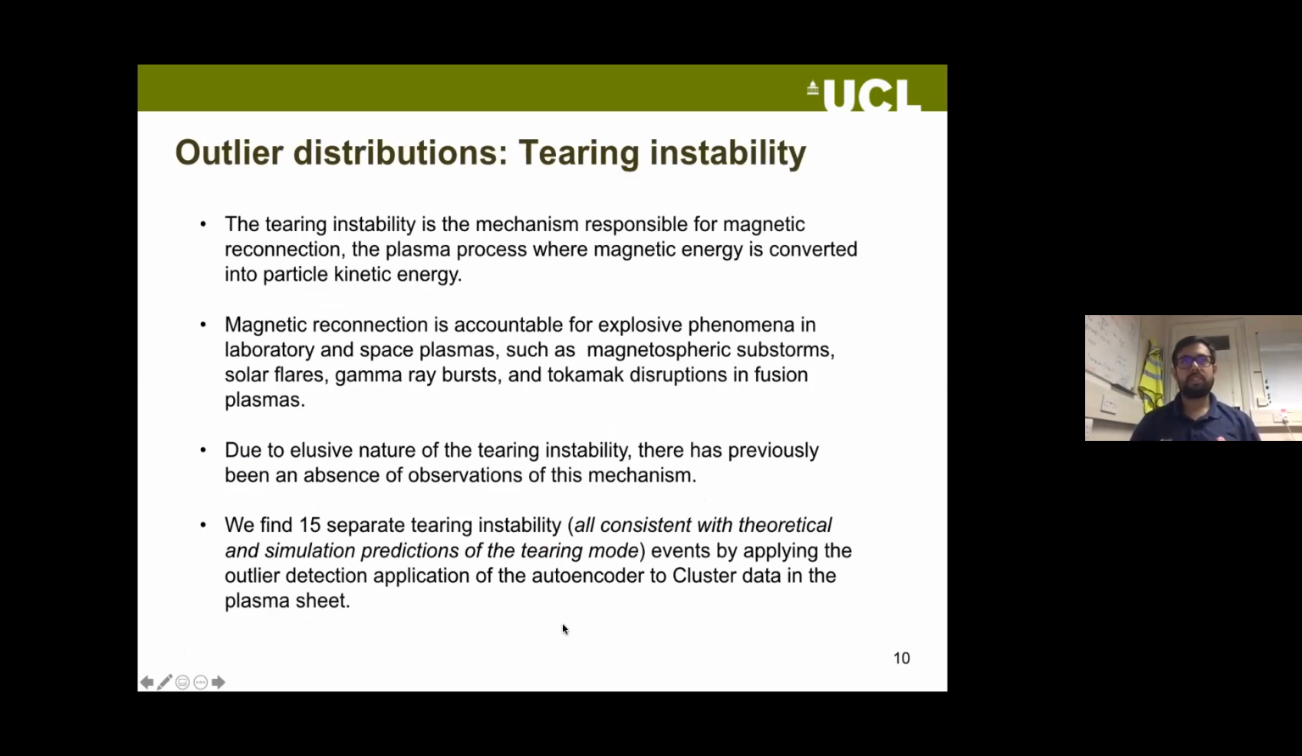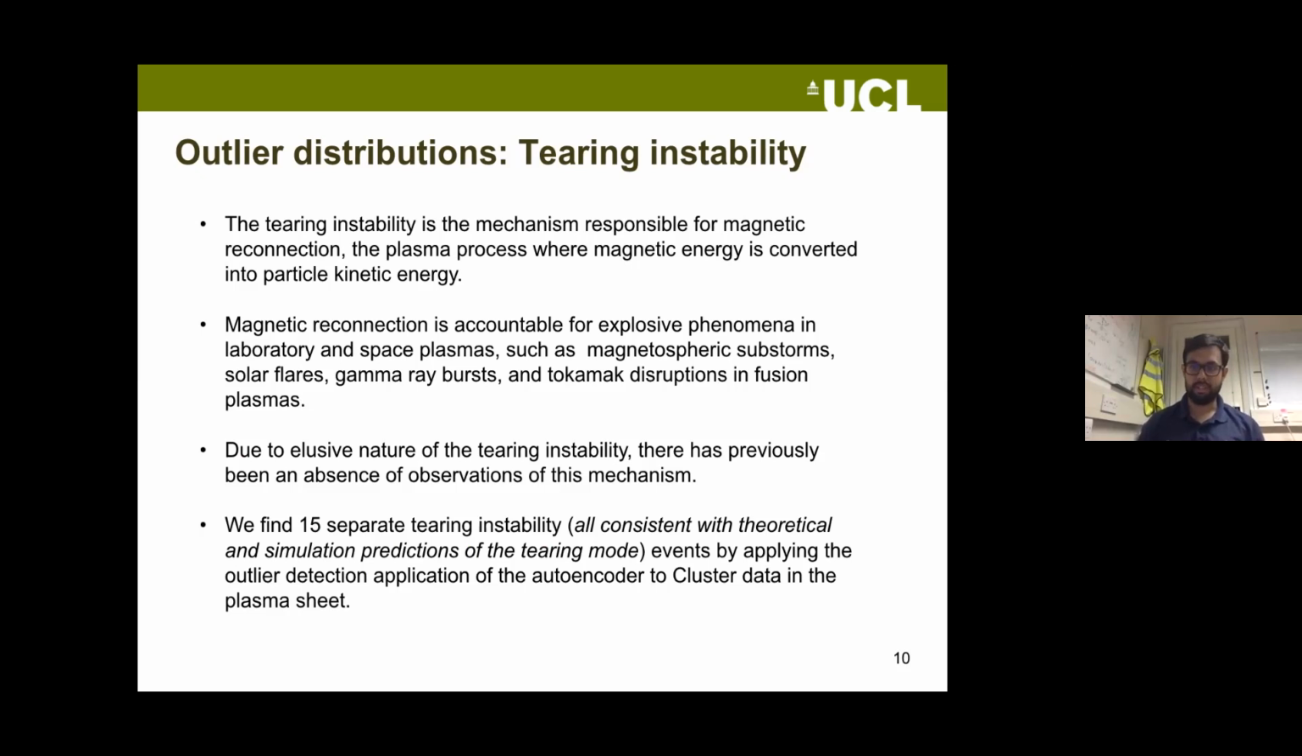So then moving on to the outlier distributions. The reason we started looking into the outlier distributions is we wanted to find evidence of the tearing instability. Now, this is a mechanism predominantly and widely regarded as being responsible for magnetic reconnection in the magnetotail, a process where magnetic energy is converted into kinetic energy. Magnetic reconnection is obviously important in a wide variety of areas, so that's why we wanted to see if we could provide in situ evidence of the tearing instability.